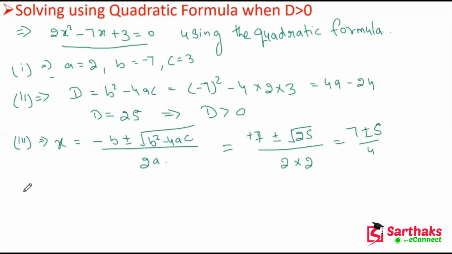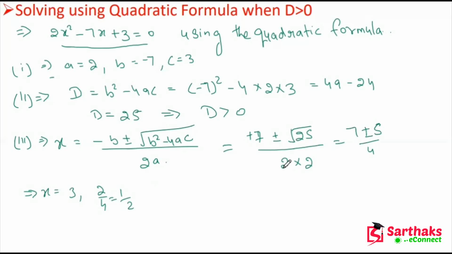Now if we take the positive part, then x is equal to what? 7 plus 5 means 12, divided by 4, which is 3. And if we take the negative part, we get 2 upon 4, which means 1 by 2. So we have two roots, 3 and 1 by 2. I hope you get this point, how we have to find the roots.